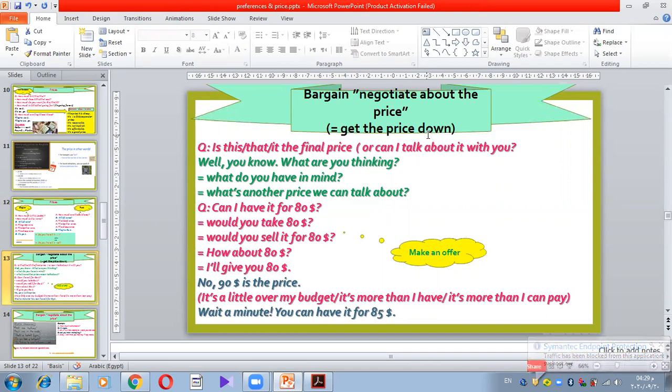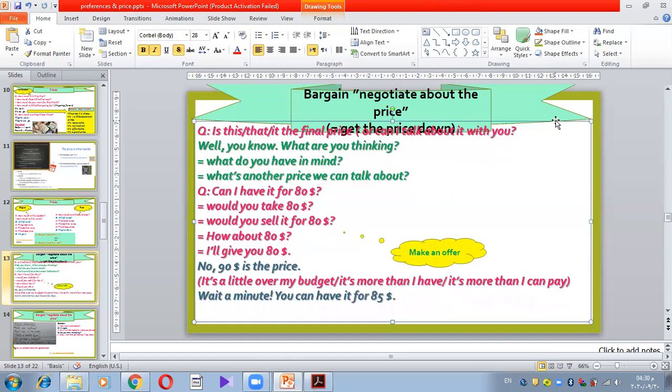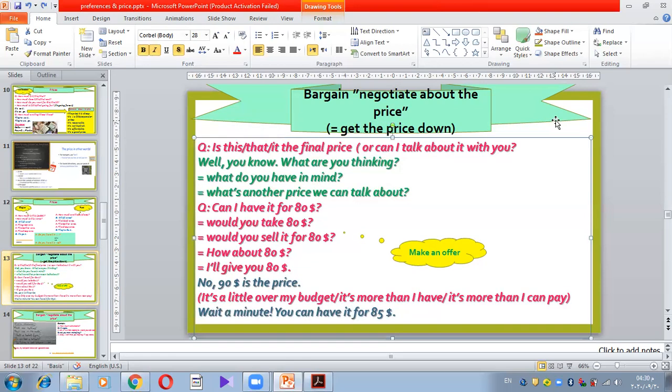It's everywhere. So negotiating about the prices means you want the prices to be less. For example, it costs 100, and you want to buy it for 70, or you want to buy it for 50. So you are bargaining, you are negotiating the price. Like what we say in Arabic.